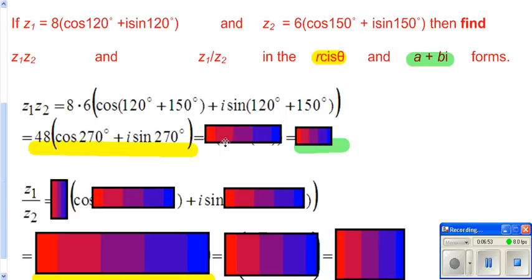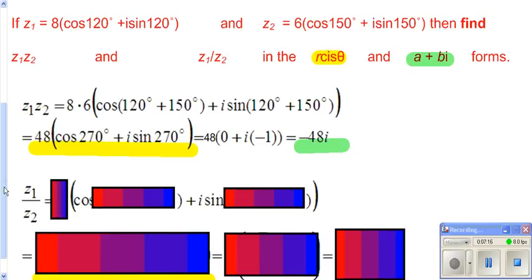Well, we also need to get the rectangular form. The rectangular form, once again, basically you want to evaluate the cosine of 270 and the sine of 270. And so we're going to get 48 times this, what is the cosine of 270 and the sine of 270 with an i, distribute through, and now we get our rectangular form.